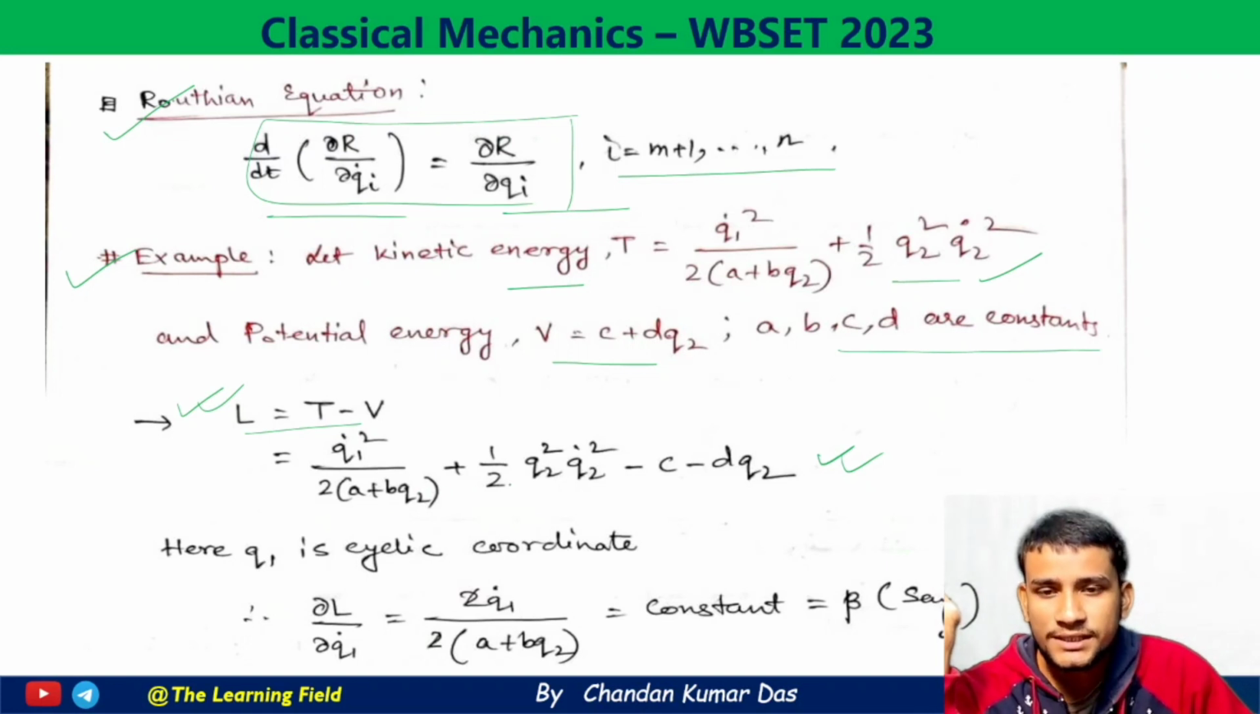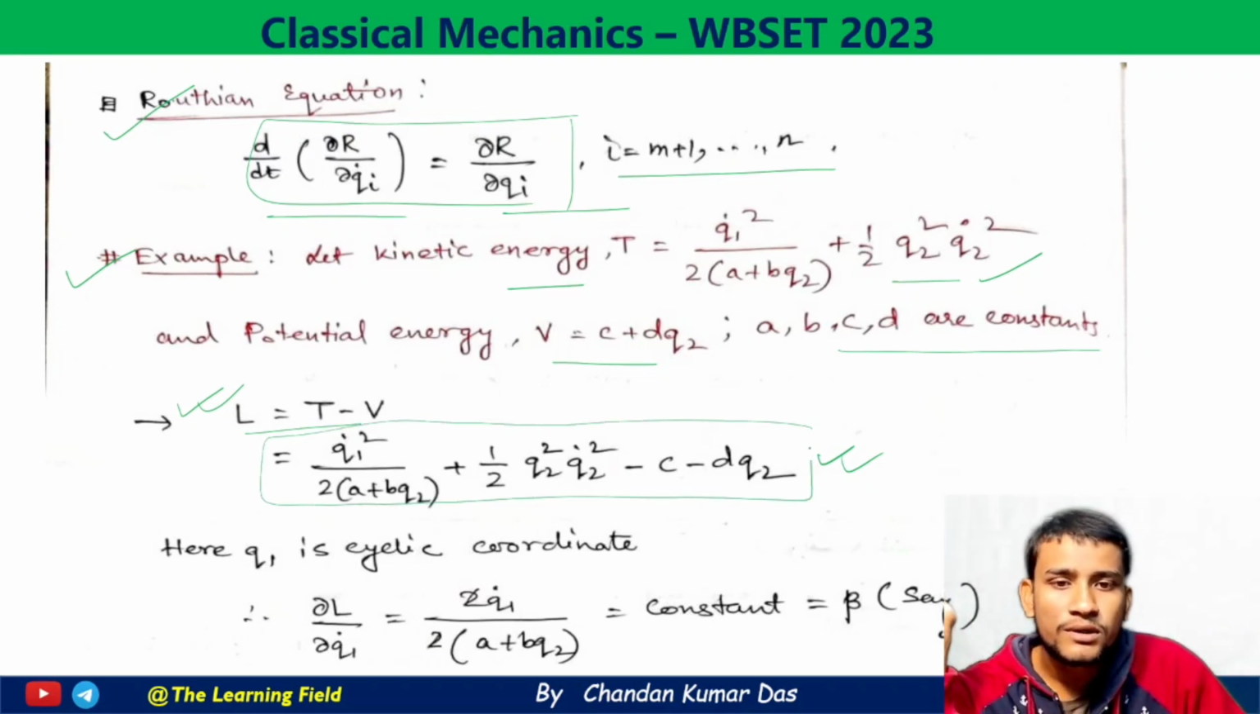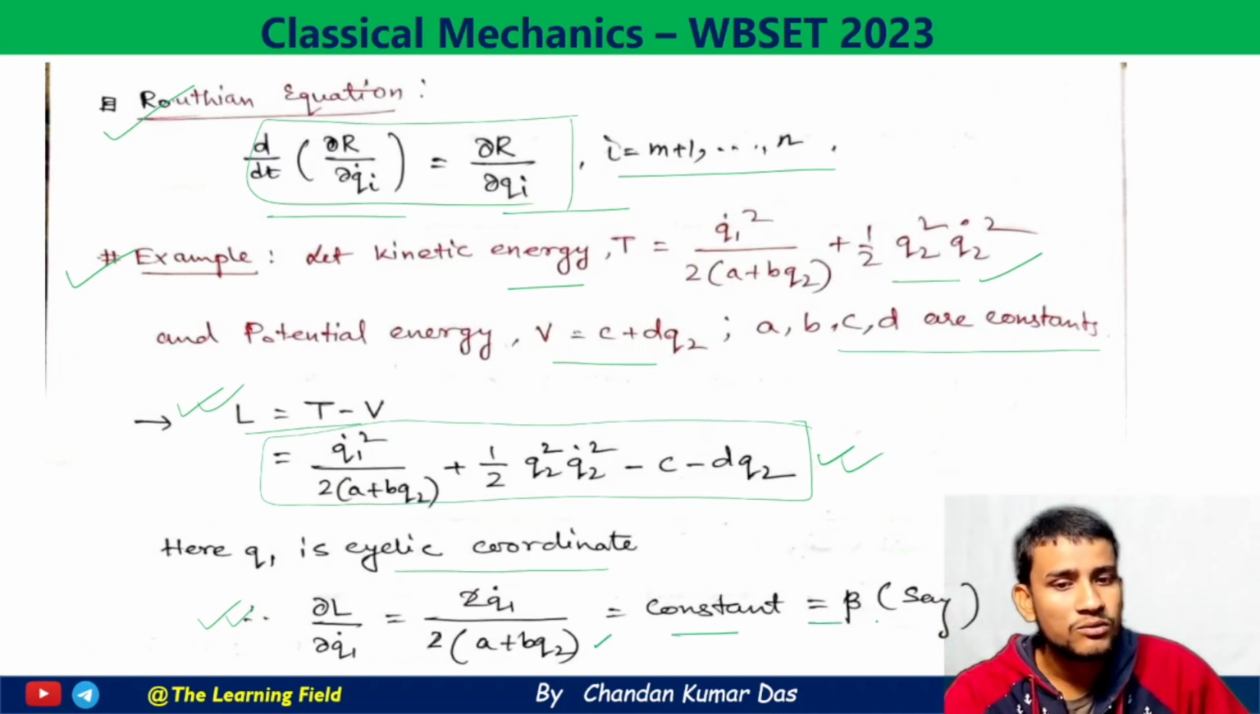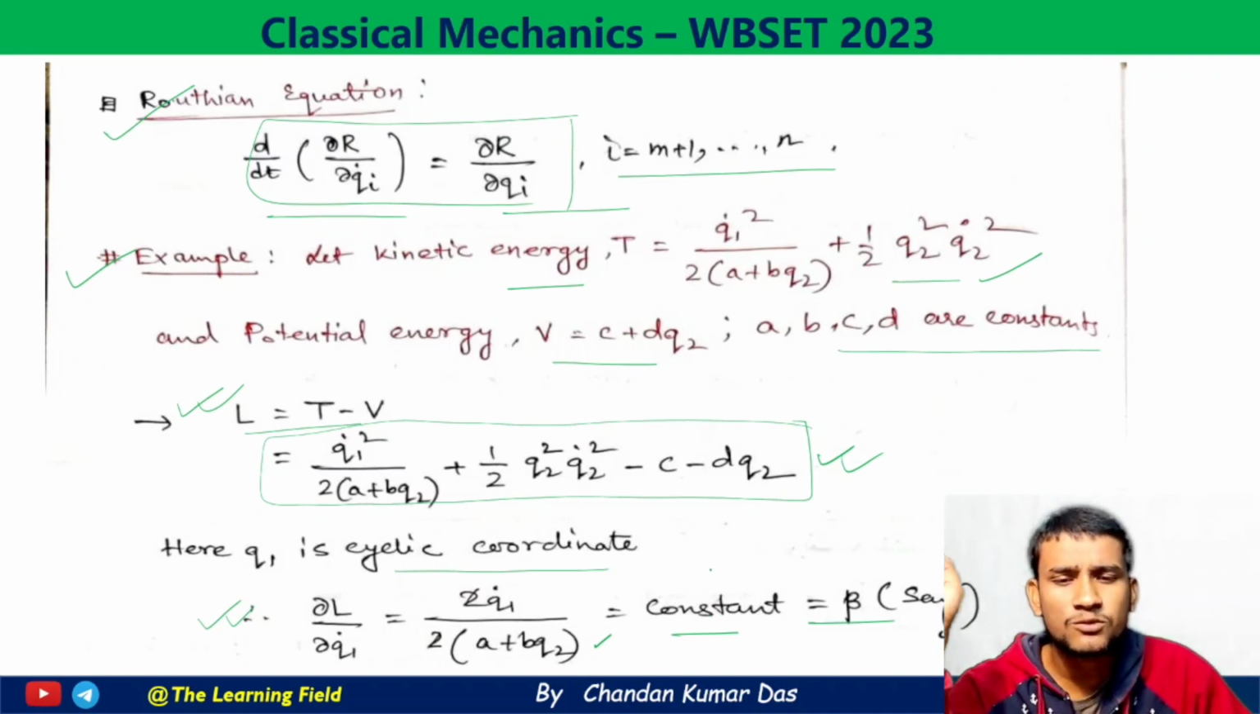Now it can be noted that here q1 is absent in this expression. Therefore q1 is the cyclic coordinate here. Therefore ∂L/∂q1 dot equals constant, since q1 is the cyclic coordinate. So this is equal to q1 dot times (a plus b q2). This is equal to a constant, and we take that constant as beta. Here, since there is only one cyclic coordinate, we don't need to give the suffixes.